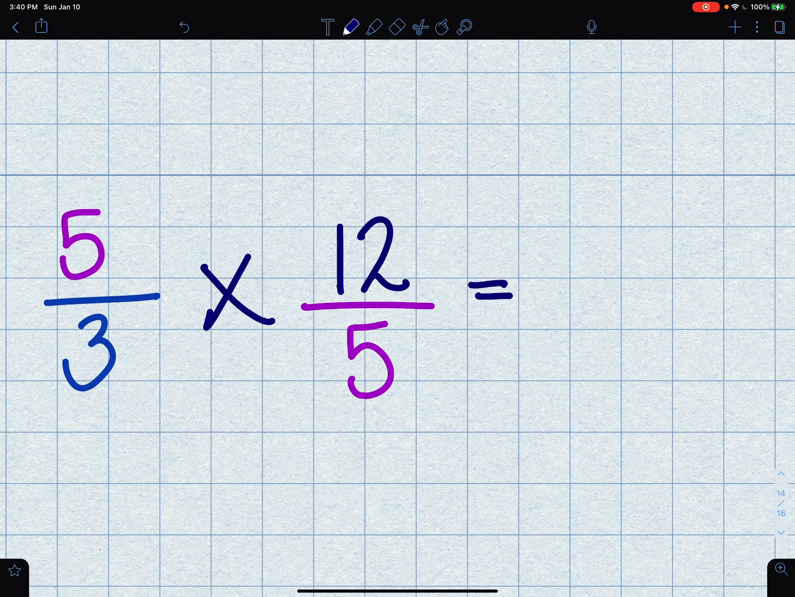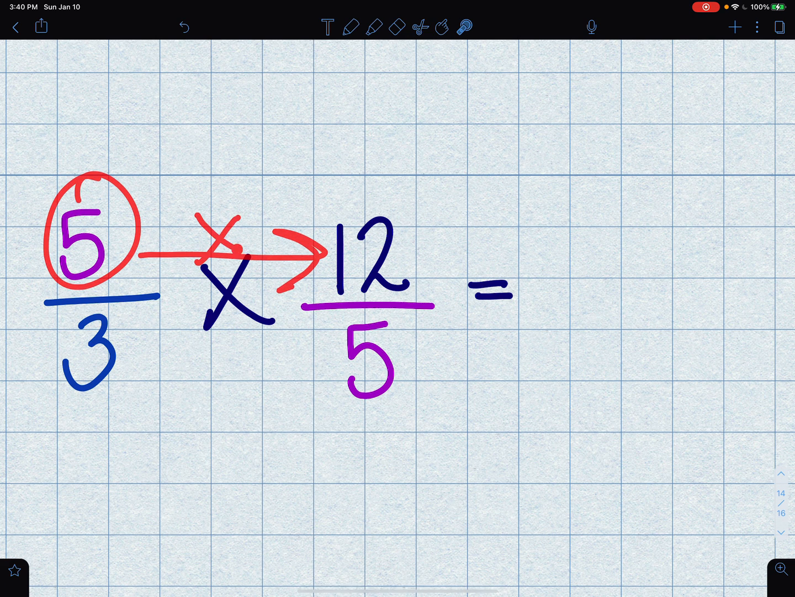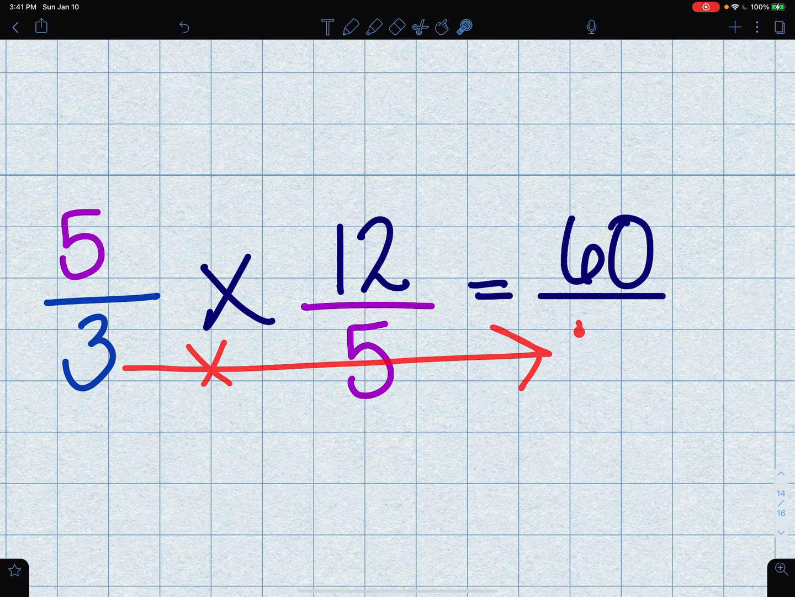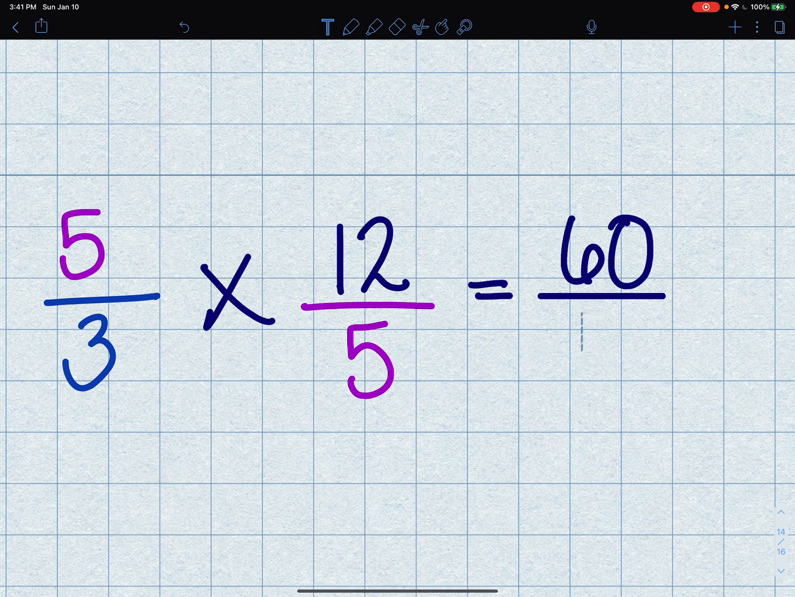All right, so all you do is you do 5 times 12, straight across. 5 times 12 is what? We just did our 12 times tables. It's 60, right? And then on the bottom is going to be 3 times 5, and we just write 15 there, right? That's going to be 15. So the answer is 60 over 15.